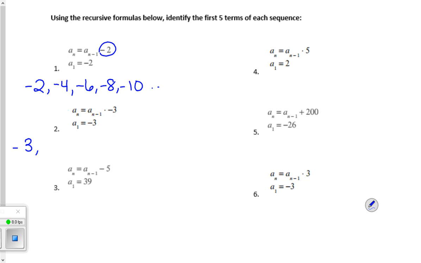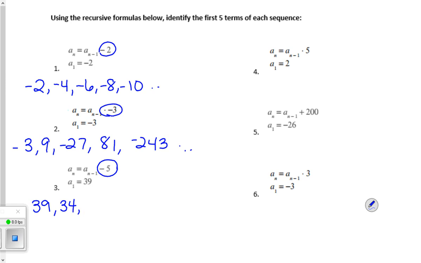And then I look at my rule, and it says you're going to multiply by negative 3. So that'd be positive 9, negative 27, positive 81, times negative 3, that'd be negative 243. Et cetera. So again, when they give you that first number, not only is it nice because it just gives you the first number, but it's also the only way to do it so that you know, in this case for number 3, what to subtract 5 from. So subtract 5 would be 34, subtract 5, 29, subtract 5, and so on.